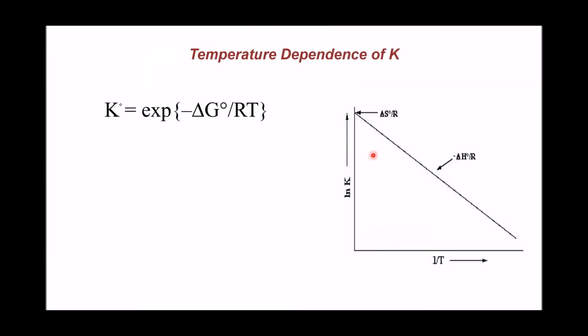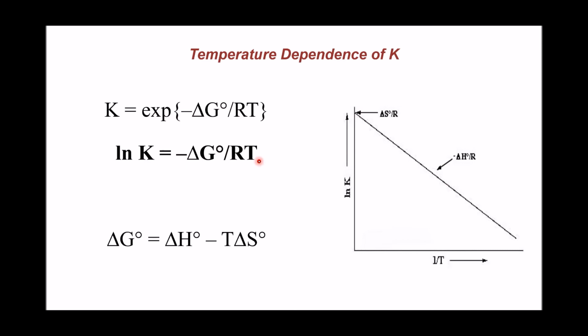the salt. As we know, the equilibrium constant equals the exponential of negative delta G divided by RT. So if you take the natural log of the equation, the natural log of the equilibrium constant is going to equal negative delta G divided by RT. But we know that delta G equals delta H minus T delta S. So if you substitute from here to the equation here, the natural log of the equilibrium constant is going to equal minus delta H divided by RT plus delta S divided by R.